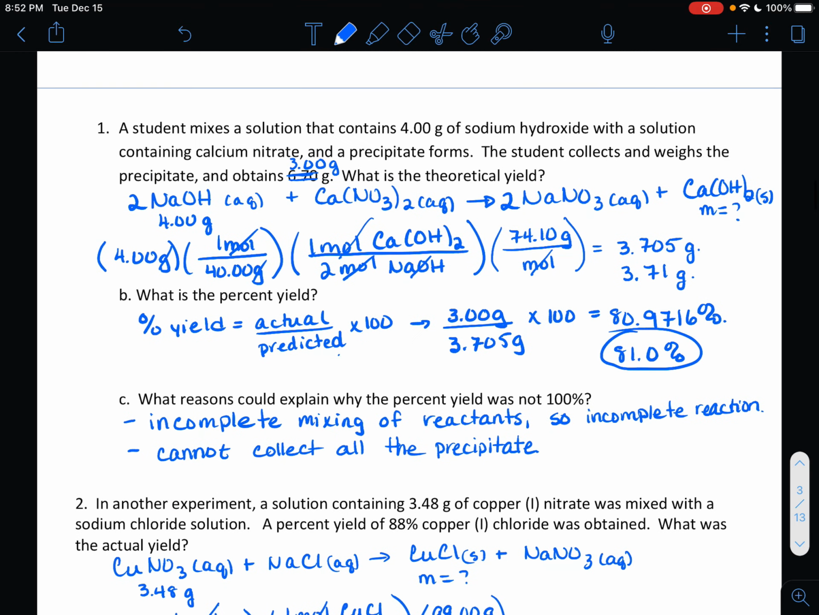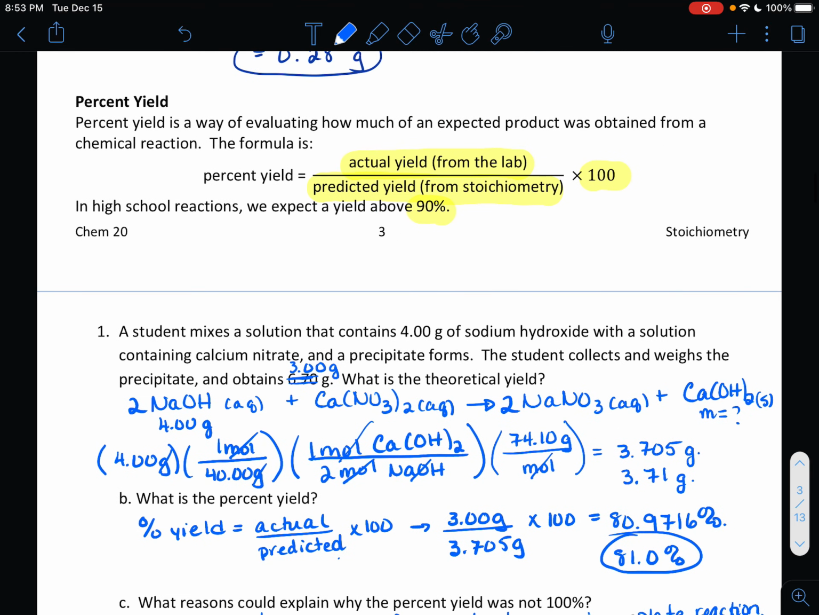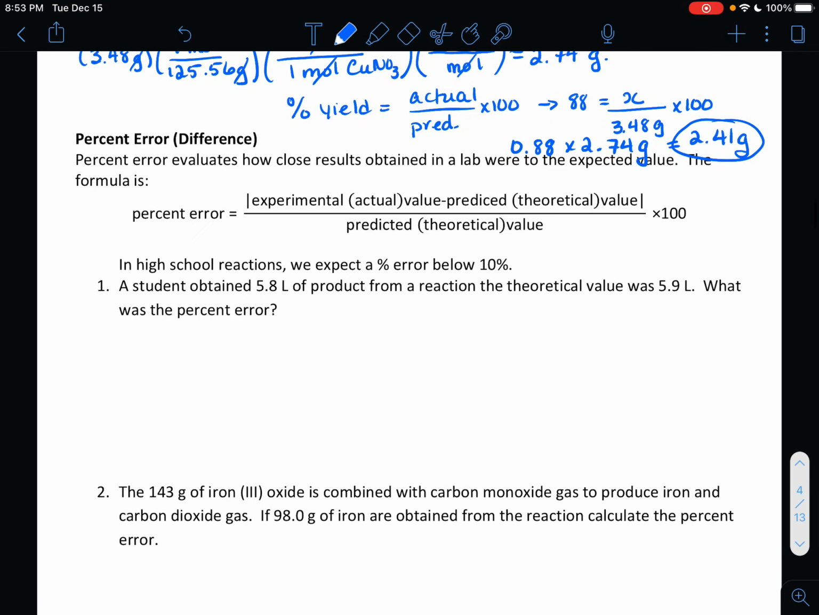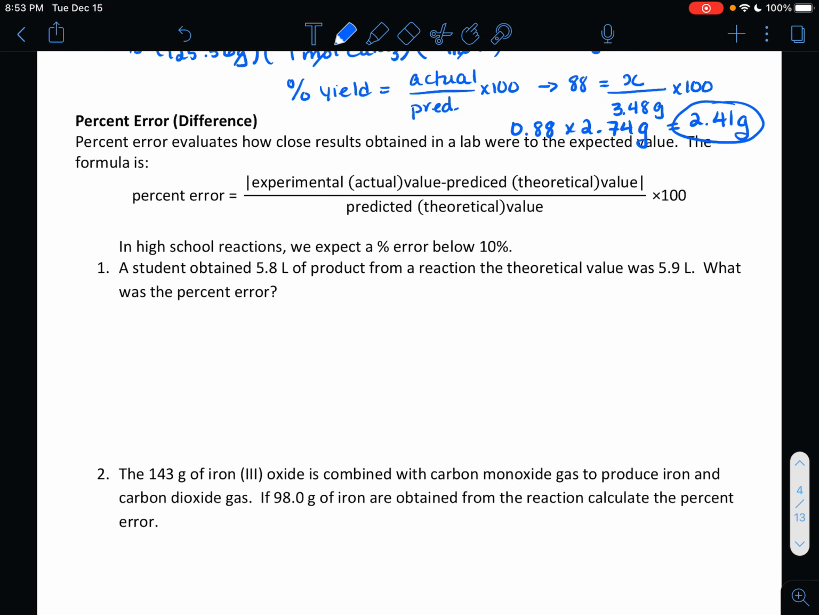All right, so that's the first calculation that we do. And what percent yield does is it tells us how much from the expected amount we got. That's what percent yield means. Percent error or difference, and in fact, percent difference would probably be a better term, but we all use percent error in our description with this. What it does is it lets us know how close to the expected result we were. So, how far were we off from the expected result?